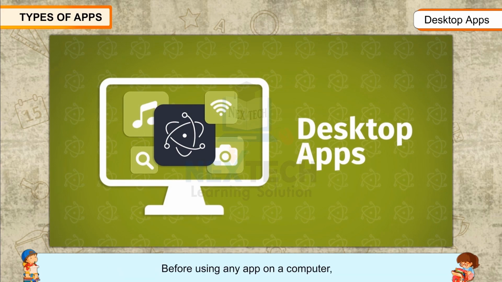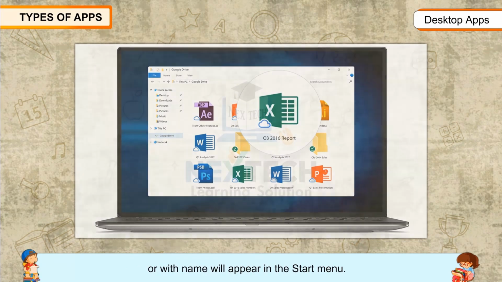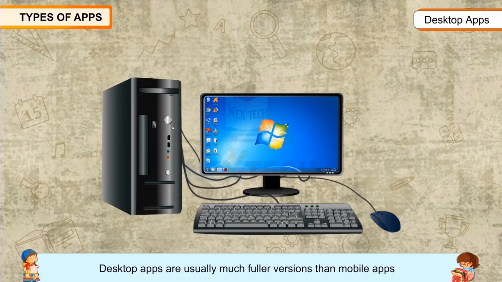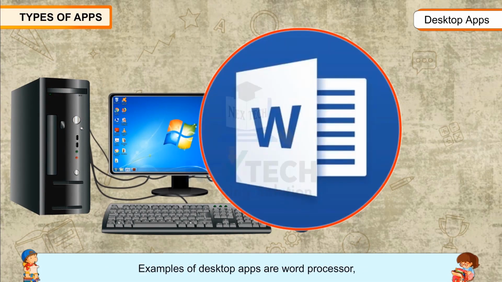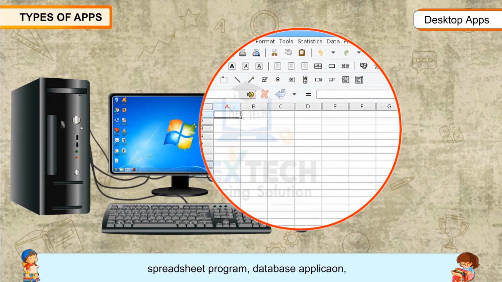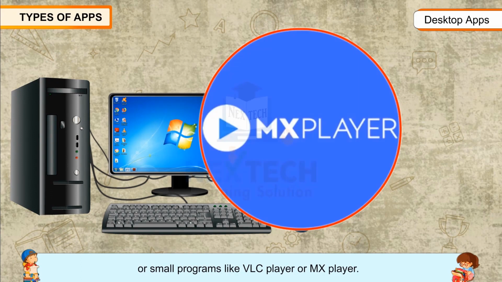Before using any app on a computer, it needs to be purchased and installed on a PC or laptop. Once the app is installed, a small icon will appear on the desktop or with name will appear in the Start menu. Desktop apps are usually much fuller versions than mobile apps and consist of all the features of a program. Examples of desktop apps are word processor, spreadsheet program, database application, or small programs like VLC player or MX player.